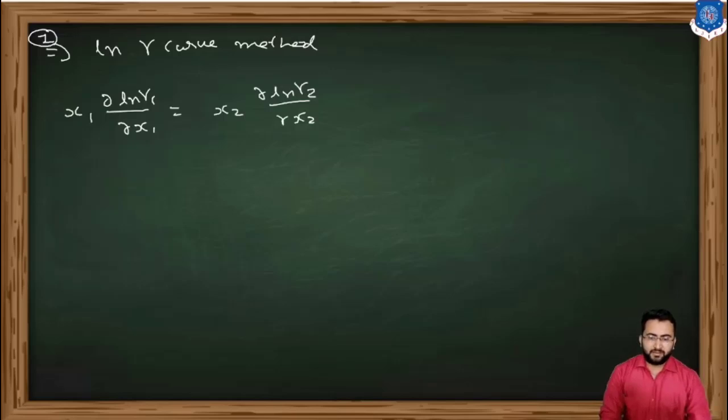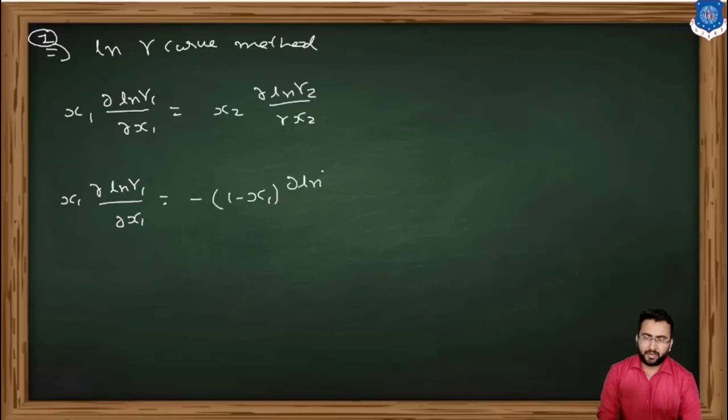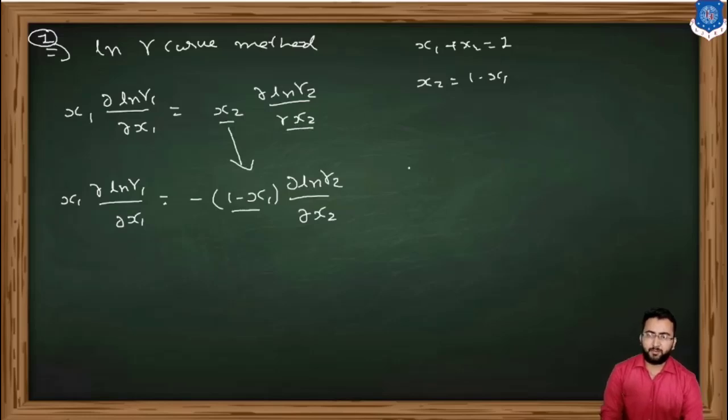Now rearranging this equation, we get x1 del ln gamma 1 upon del x1 is equal to minus (1 minus x1) del ln gamma 2 upon del x1. So I am replacing x2 with 1 minus x1, because x1 plus x2 is equal to 1, so x2 is equal to 1 minus x1. And I am replacing del x2 with del x1, so it becomes minus here. Why minus? Because del x2 is equal to minus del x1.